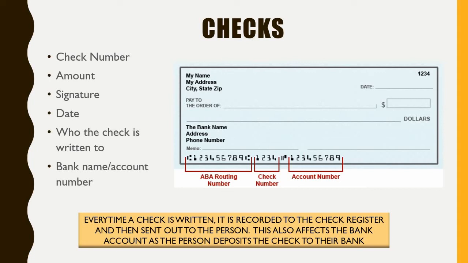So that's why it's important that you utilize the bank reconciliation, to make sure that where your money's going is going somewhere, and that you don't accidentally overwrite too many checks, and so on and so forth. Okay.